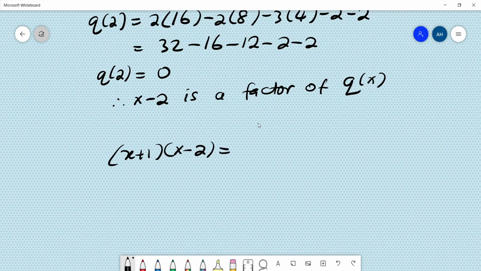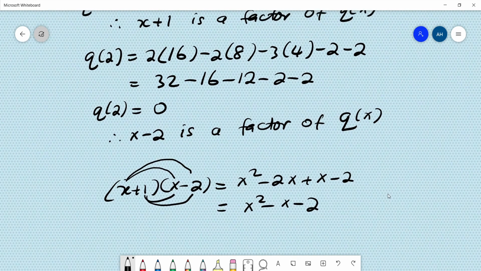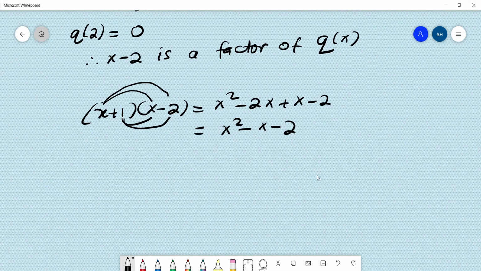Now let's multiply these two factors of q together. So x times x is x squared. X times negative 2 is negative 2x. 1 times x is positive x. And 1 times negative 2 is negative 2. So we have x squared minus x minus 2. Okay, and now what we are going to do next is divide q(x) by x squared minus x minus 2. So that's what we are going to do now.